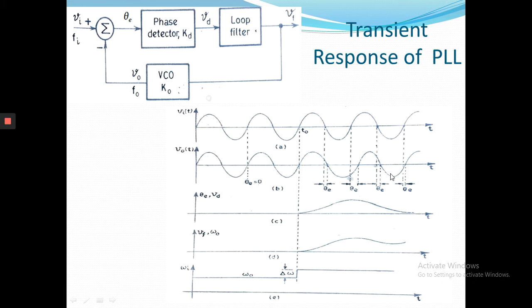So that will catch up with the input frequency, and the phase difference will be going on decreasing. So finally, this feedback voltage will be settled to a DC voltage if the input frequency remains constant after that change. So this feedback voltage will maintain the input frequency and the VCO frequency exactly the same.